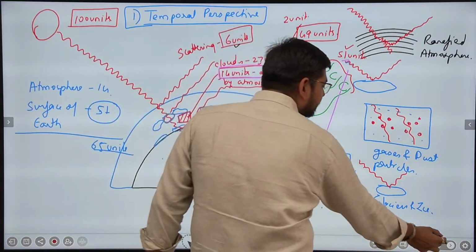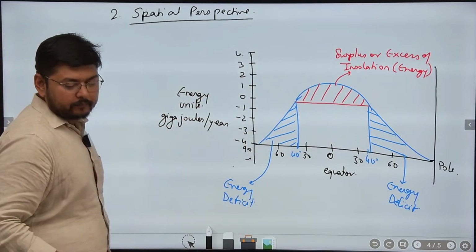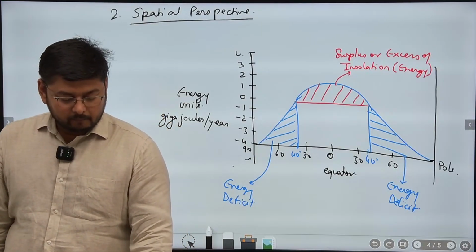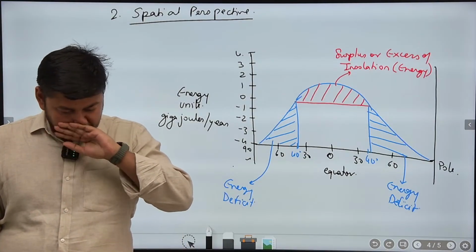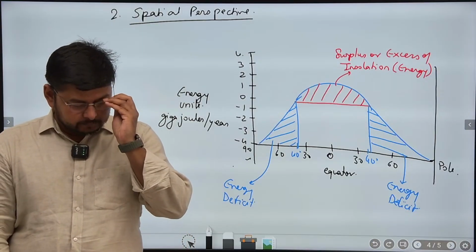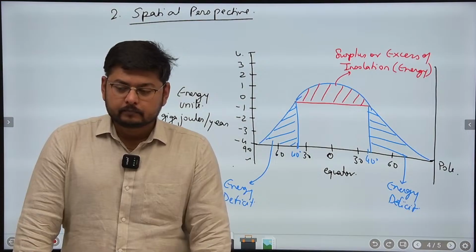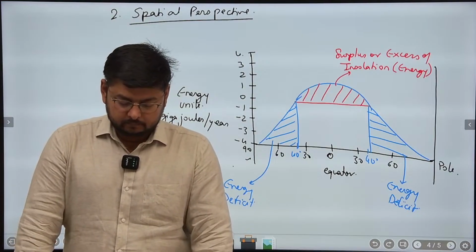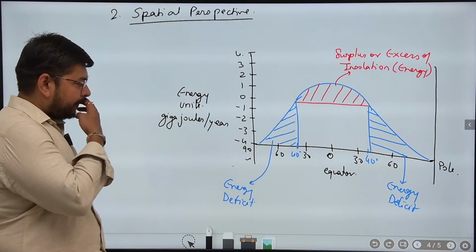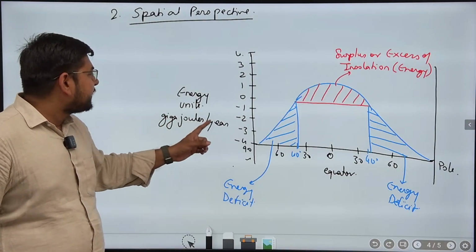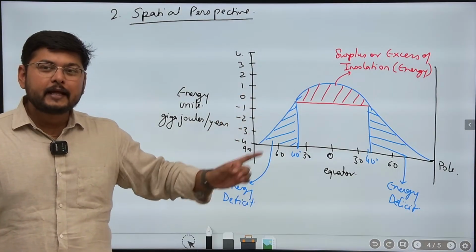Okay, we'll move forward. Second is spatial perspective. Draw this diagram. Never forget to mention this gigajoules per year. This is the energy units per year which we are counting in this particular diagram. So this has to be mentioned like this only.